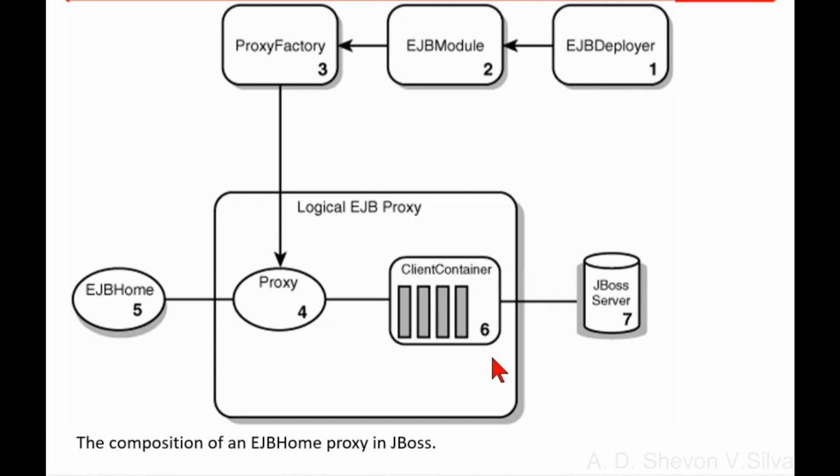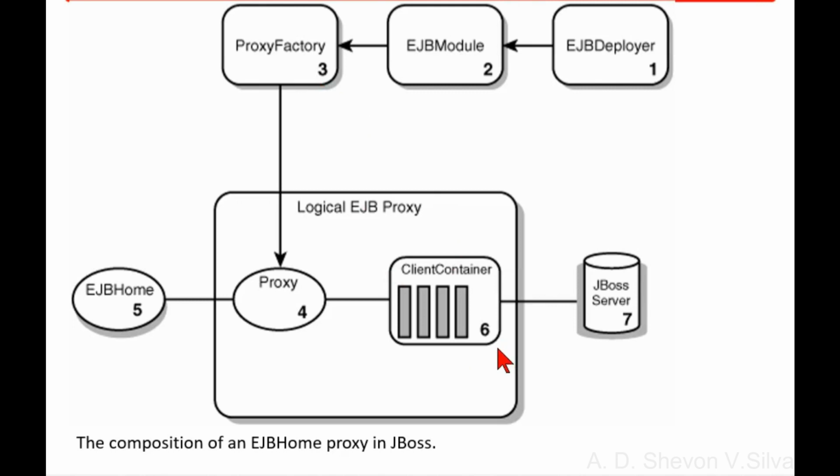A proxy delegates calls made through any of its interfaces to the client container handler. A single method required of the handler is public Object invoke(Object proxy, Method m, Object[] args) throws Throwable. The EJB proxy factory creates the client container and assigns this as the proxy handler.